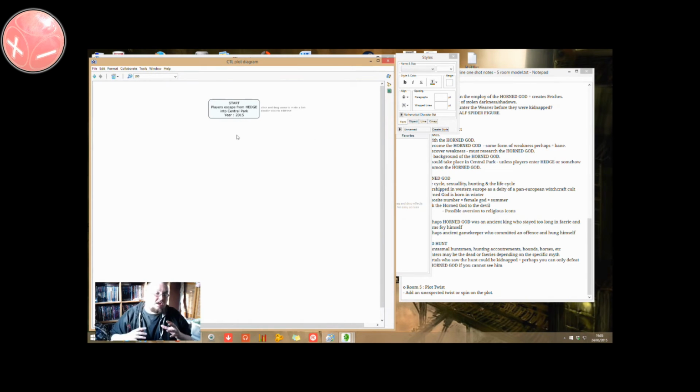Now, because as I've said earlier on, I want to get some form of action scene to prevent a long pause at the start of the game, I want to put a combat in. Put players attacked by Briar Wolf, Hands of the Horned God.